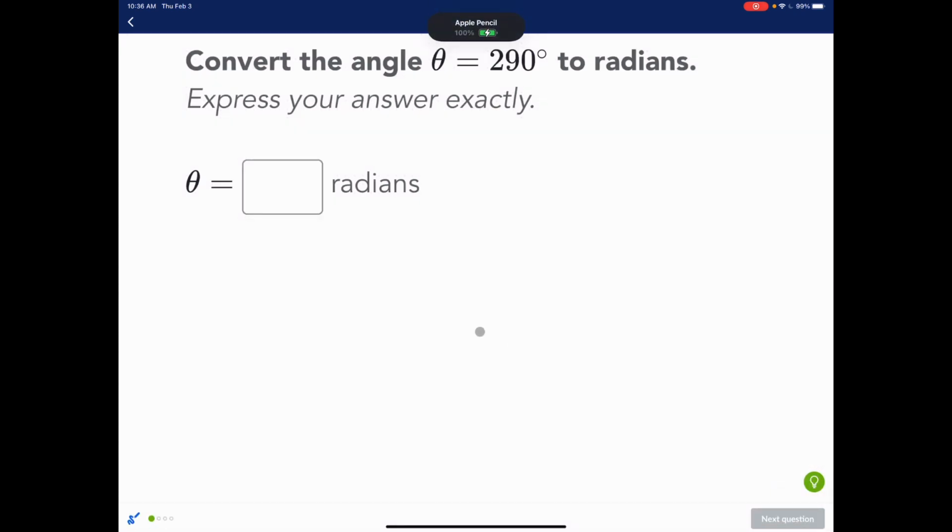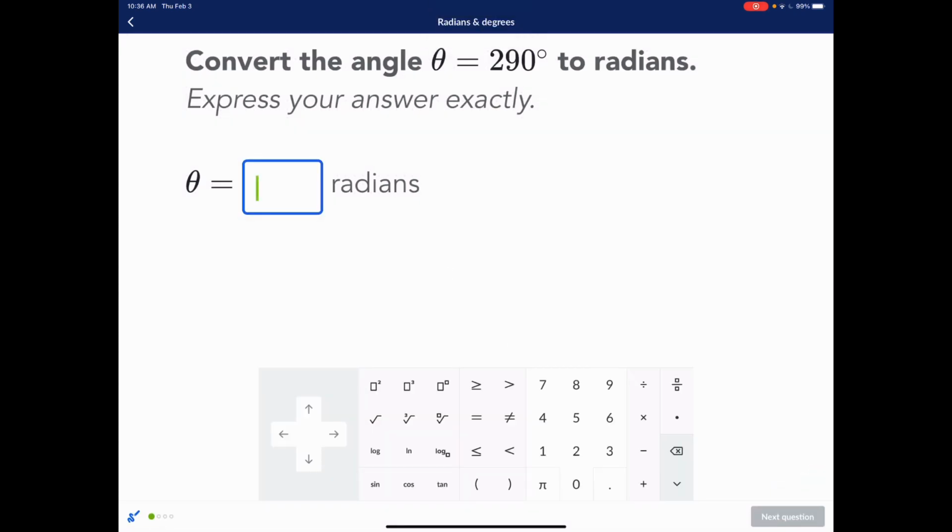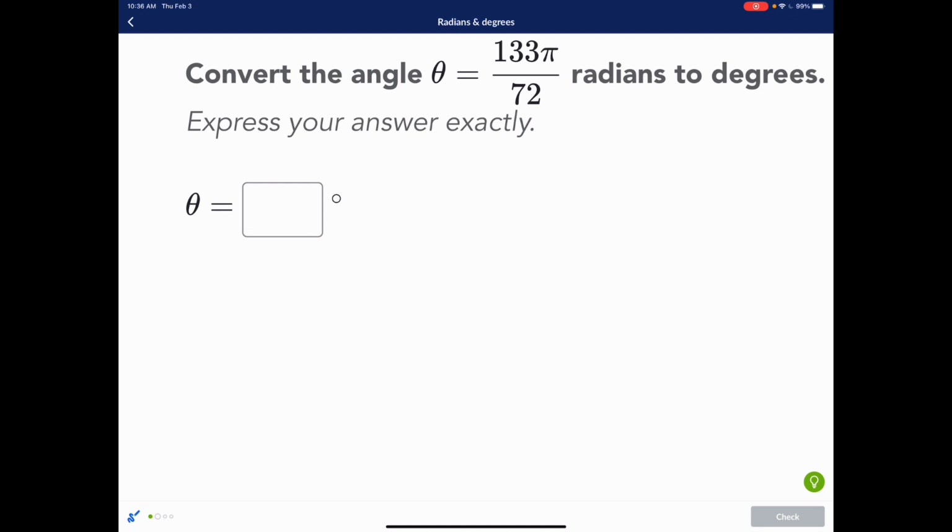So what we get is 29 pi over 18. Yes, so that's actually the correct answer. I think I already answered it before, and so it just took me to the next answer. But that's how you do it.